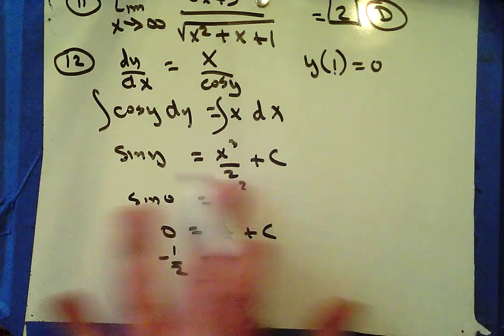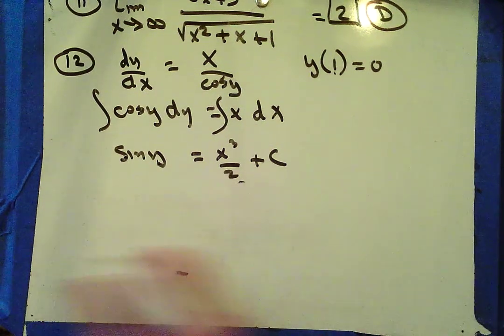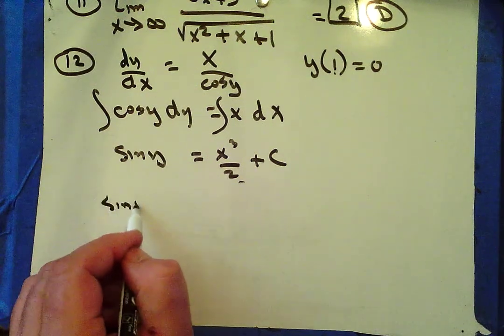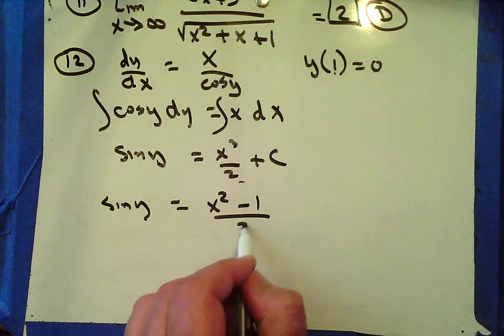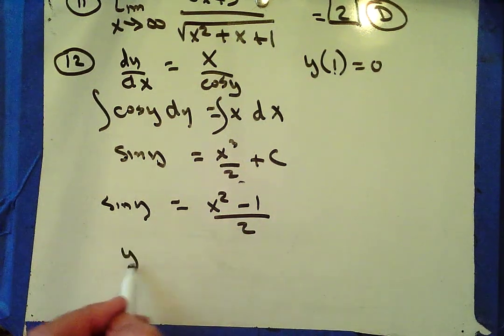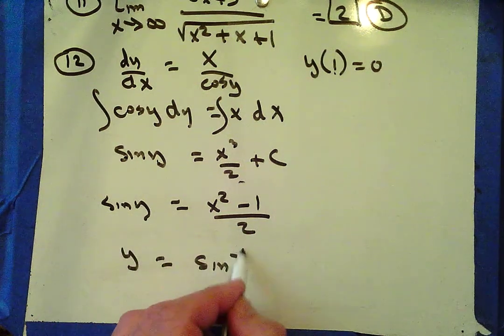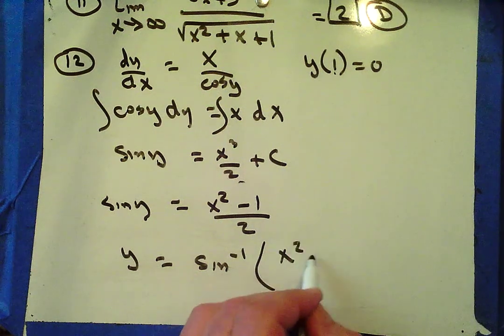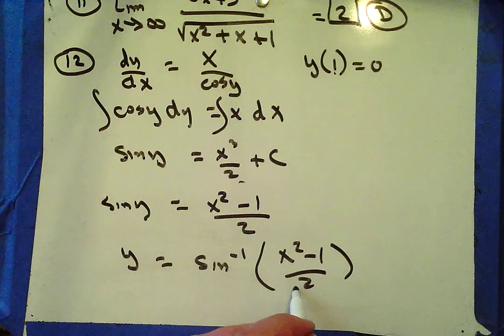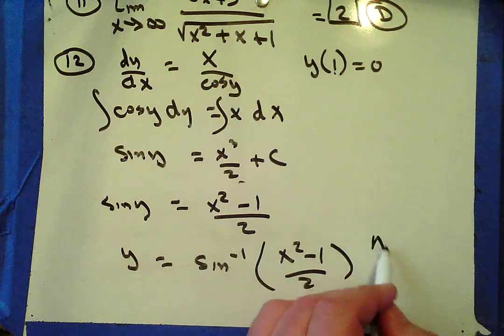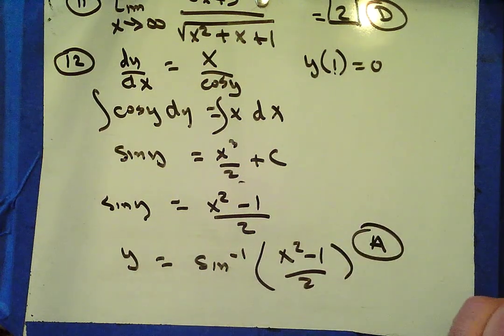And so I can then rewrite this as sine of y equals (x squared minus 1) over 2, and y equals sine inverse of (x squared minus 1) over 2. Sine inverse of (x squared minus 1) over 2, that's choice A. Choice A for number 12.